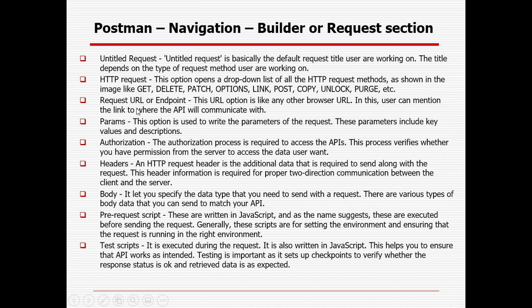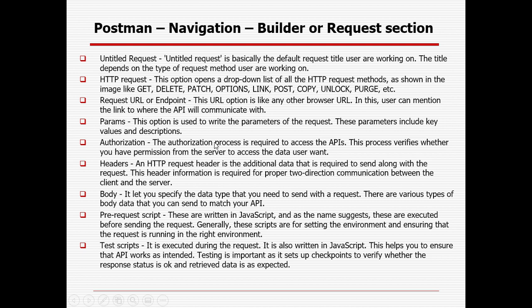Then request URL or endpoint. This URL option is like the URL in another browser. In this, the user can mention the link to where the API will communicate. Then the params. This option is used to write the parameters of the request. These parameters include key, value, and description.